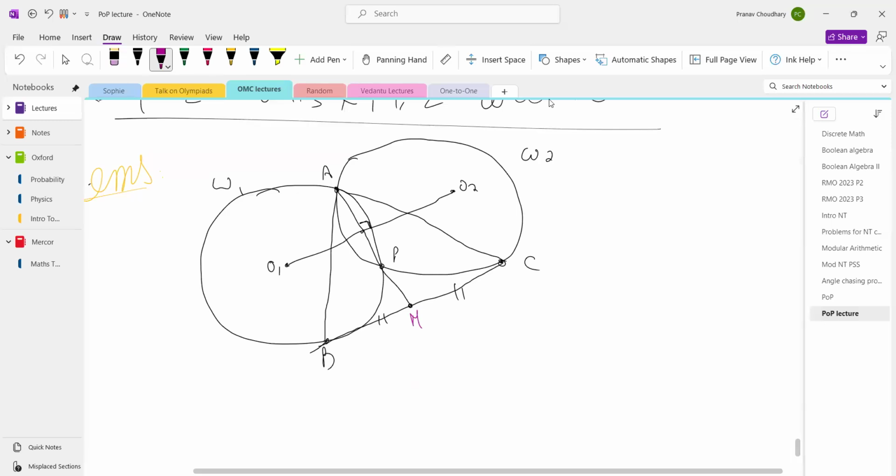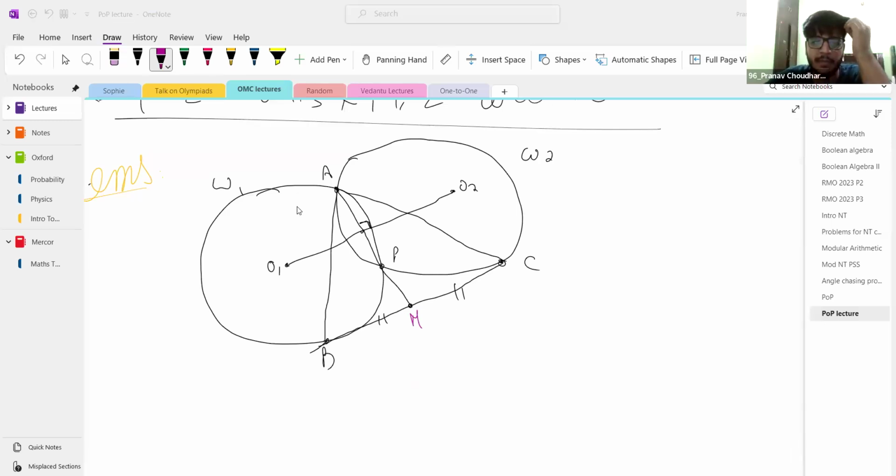Okay. Can you tell me something nice about M? A question. So the question is, you have triangle ABC. P is a point such that circles APB and APC are tangent to BC. Prove that AP bisects BC.